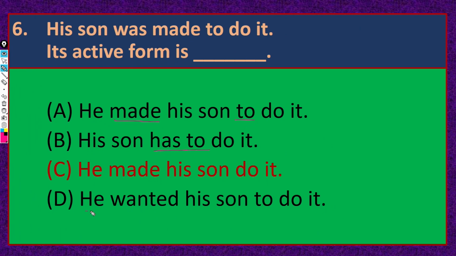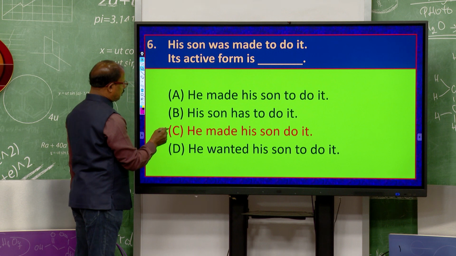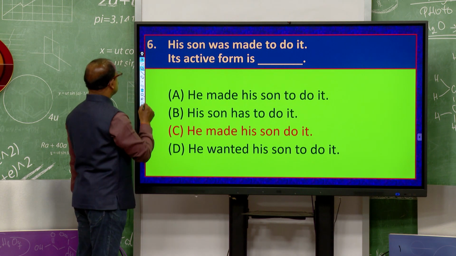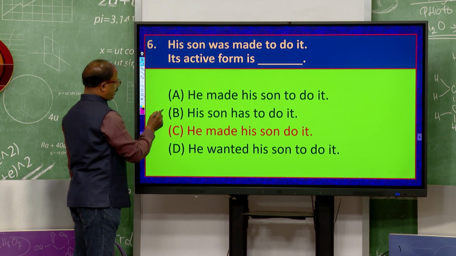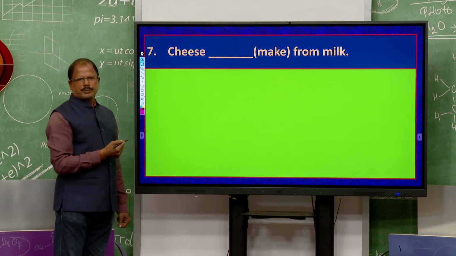the correct, this is also not correct, and "he made his son do it" means his son was made to do it, right. In passive form we can use "to do", mind it, but in active sentence we cannot use "to do", right. So, the correct answer is option C, he made his son do it, right. So, let us go to the next question, question 7, cheese dash from milk.